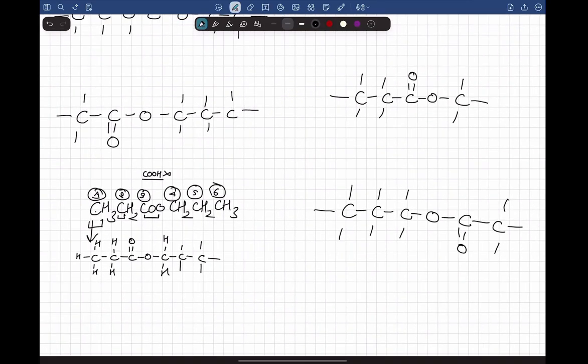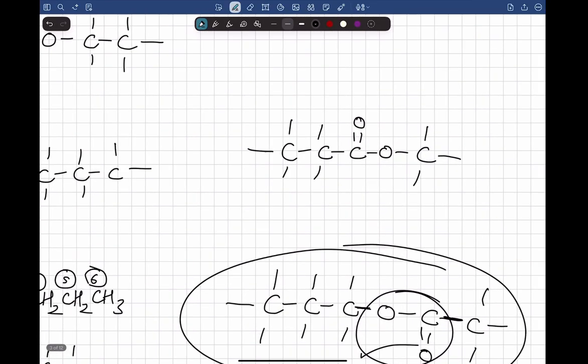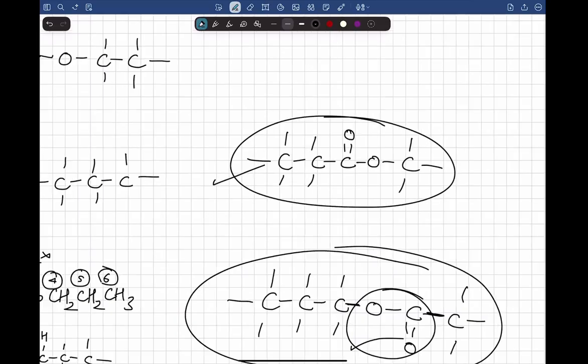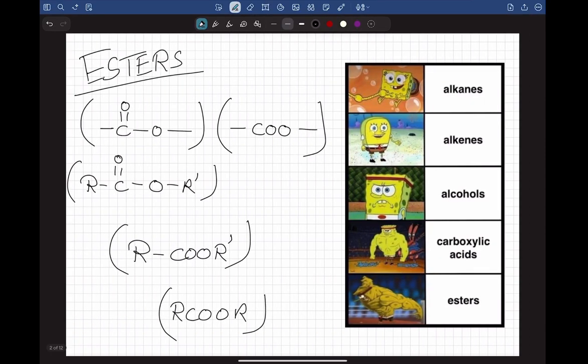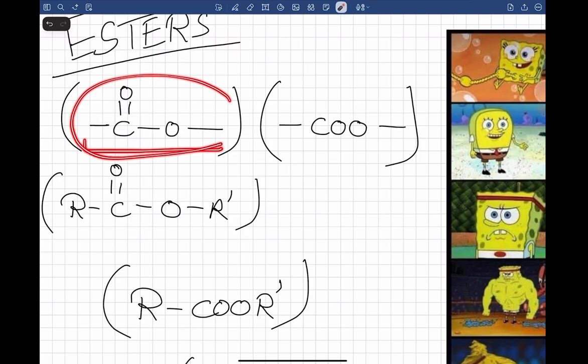Alright, another example. See this one, I think we can fairly easily identify now that it is in the middle of the chain somewhere. It is connected to both ends of the carbons. So this is an ester. Again, this is an ester. Now, identification wise, you can write ester like this: C double bond O, then one bond here, one bond here. Or if you're condensing it, you can write it like this, dash COO dash.